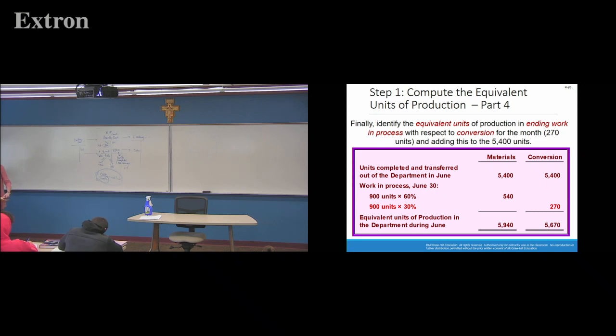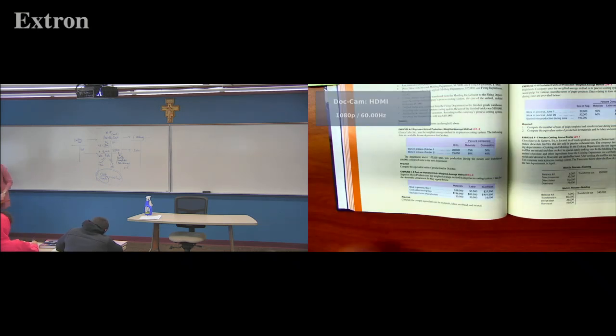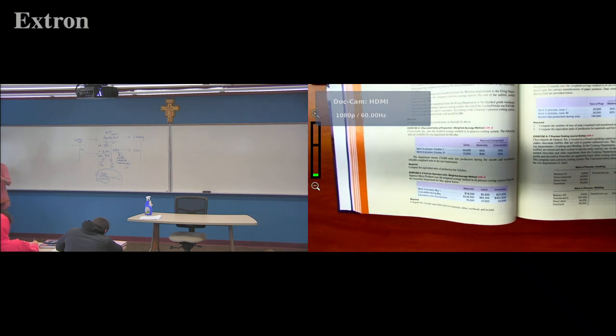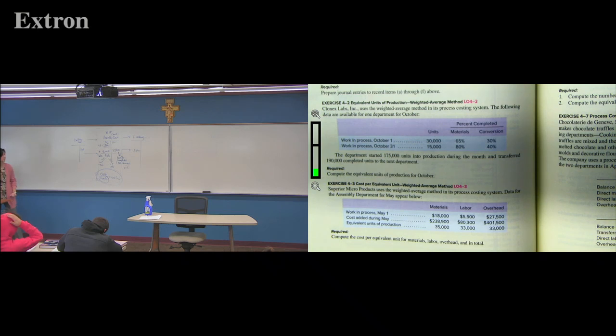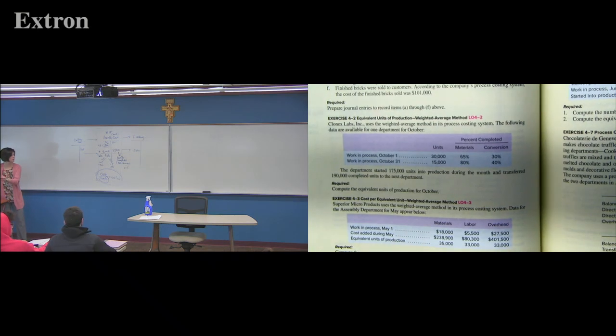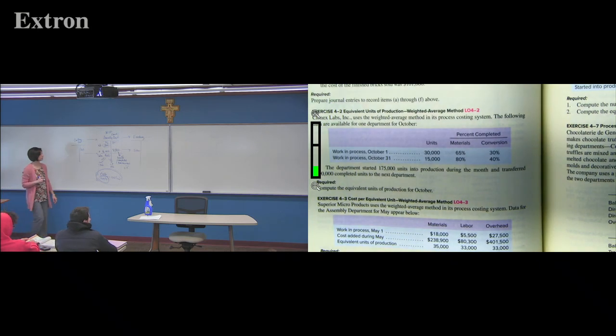Let's see here. Okay, and I'm going to switch over here to page 172 in my book. And we're going to do just two exercises, really, 4-2. And then we'll come back to 4-3. We didn't learn enough to do 4-3 just yet. So let's do 4-2, okay?